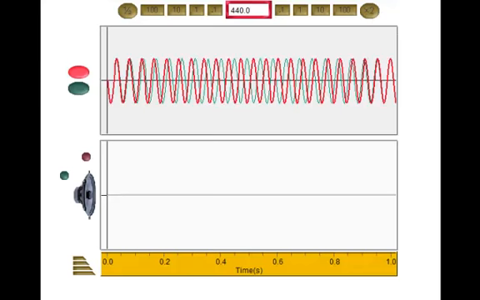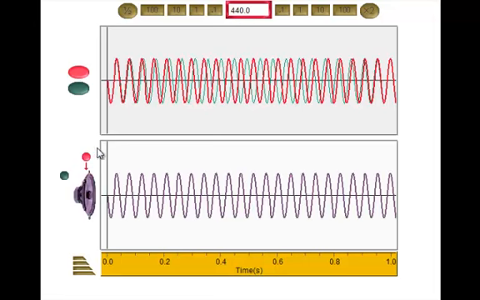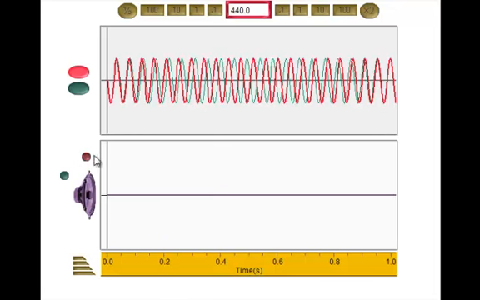With this simulator, there's a couple frequencies we can hear. The red frequency is at 440 hertz. This is what the red frequency sounds like. And we can turn that off and listen to the green frequency. The green frequency is at 441 hertz, and here's what it sounds like.